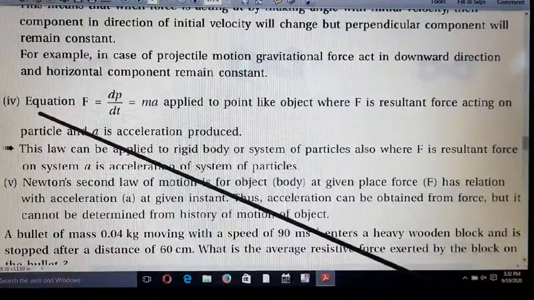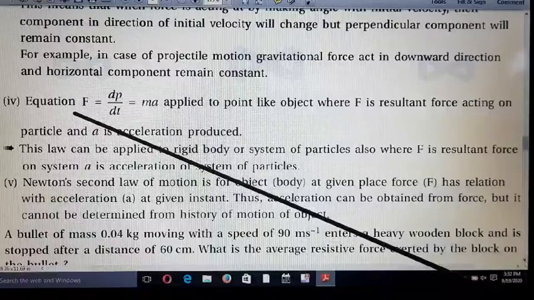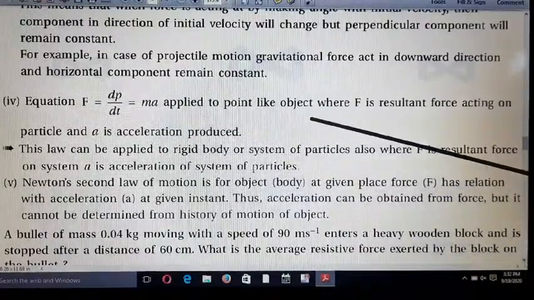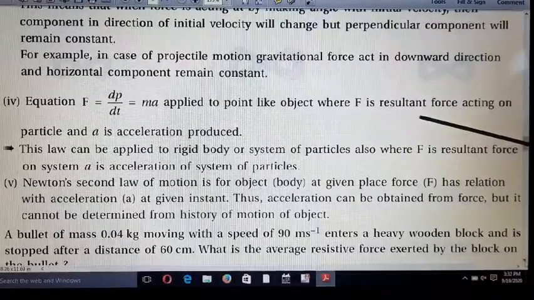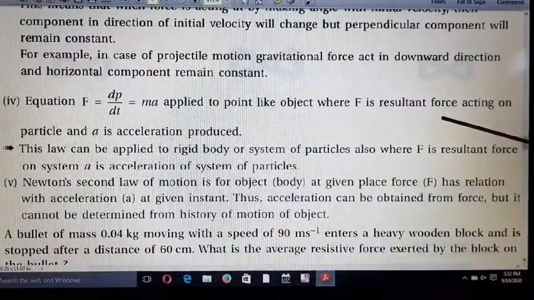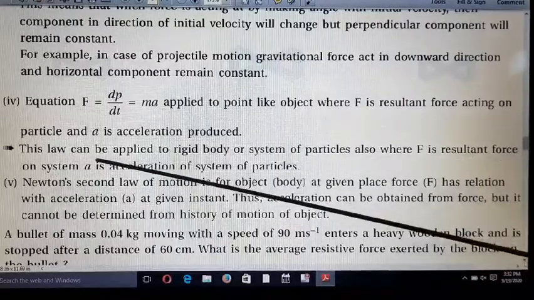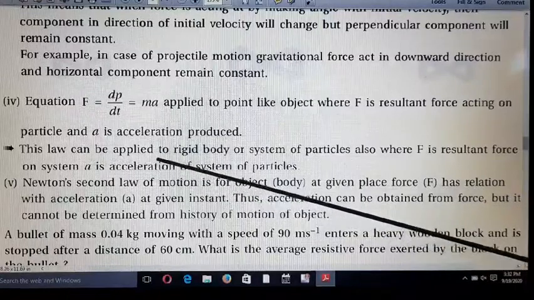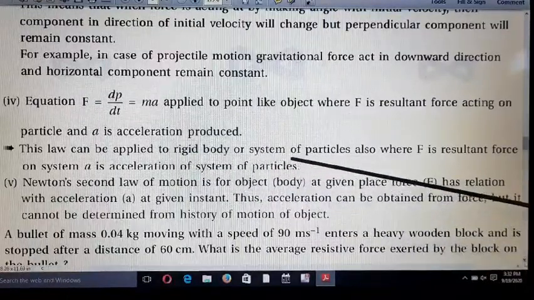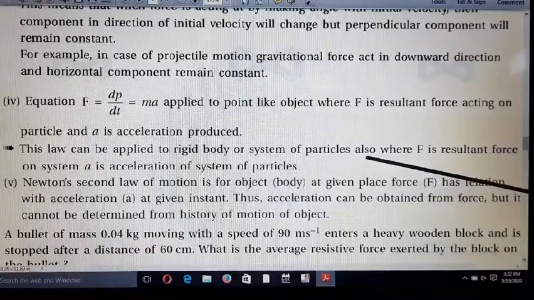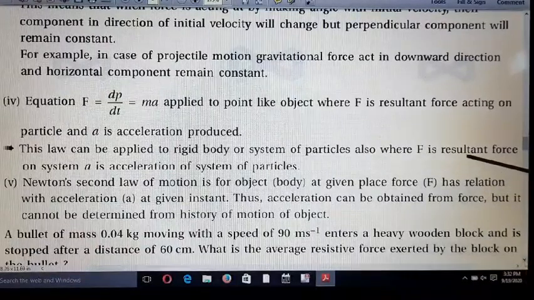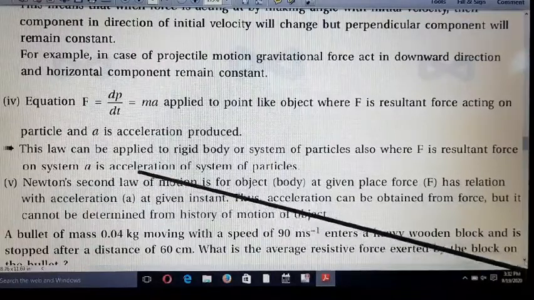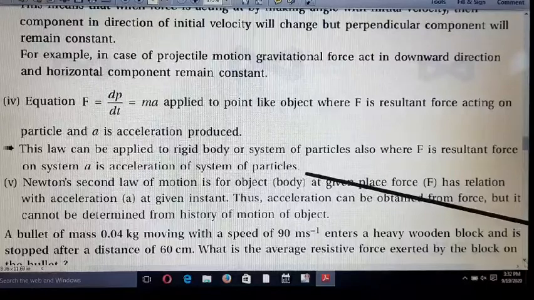Fourth point, the equation F is equal to dp upon dt is equal to ma applies to a point-like object, where F is the resultant force acting on the particle and a is the acceleration produced. This law can be applied to a rigid body or system of particles also, where F is the resultant force on the system and a is the acceleration of the system of particles.